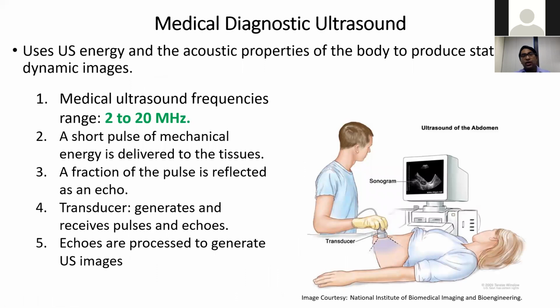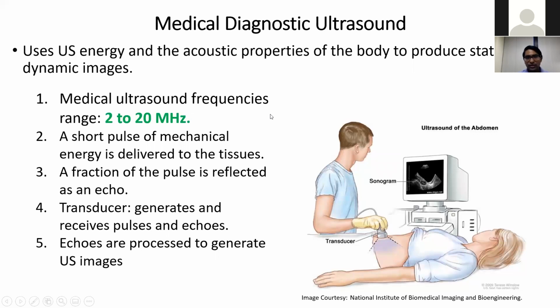Medical diagnostic ultrasound uses ultrasound energy and the acoustic properties of the body to produce static or dynamic images. The ultrasound frequencies vary from 2 to 20 megahertz, and this is a range that we are pushing every day, on both the lower end and the higher end. For example, for transcranial ultrasound, we are now somewhere in the 500 kilohertz range, whereas for superficial organs, like the eye, we can be as high as 40 megahertz. So these ranges are being redefined every day in research.